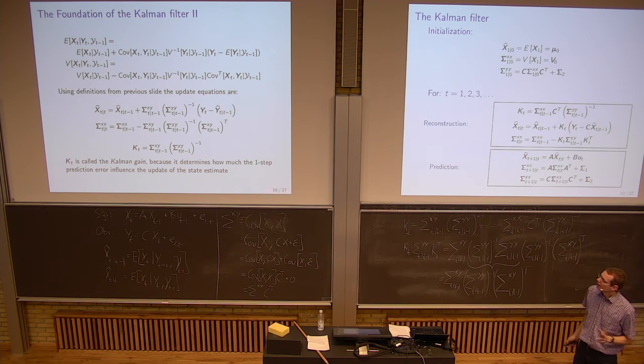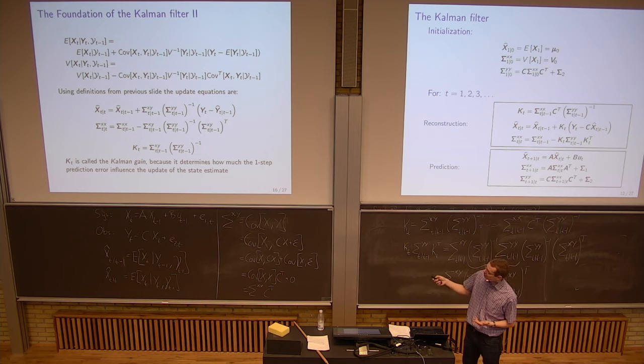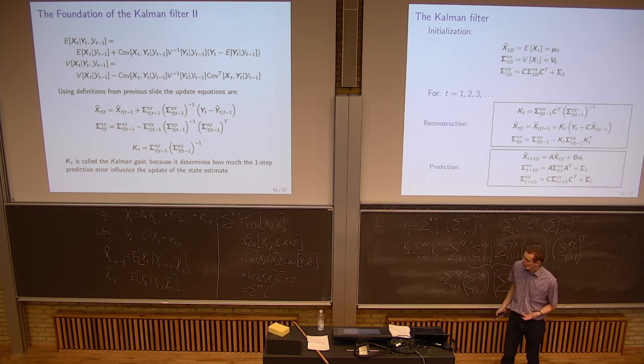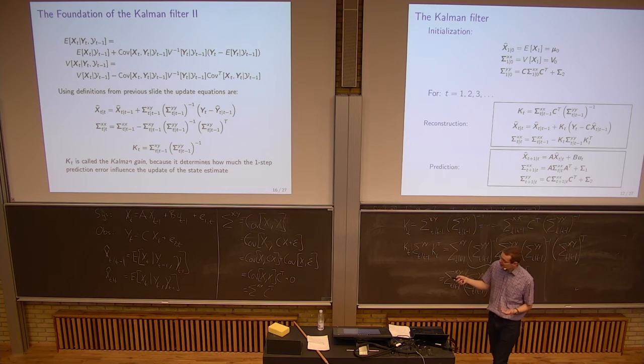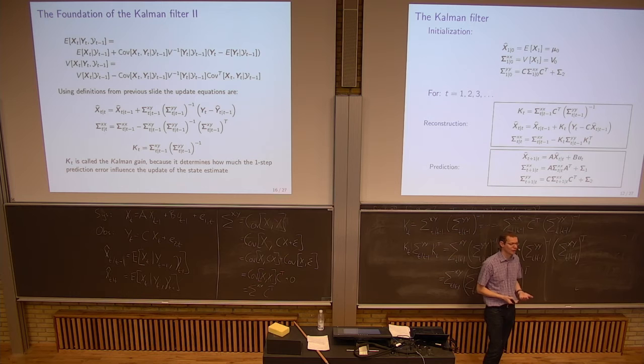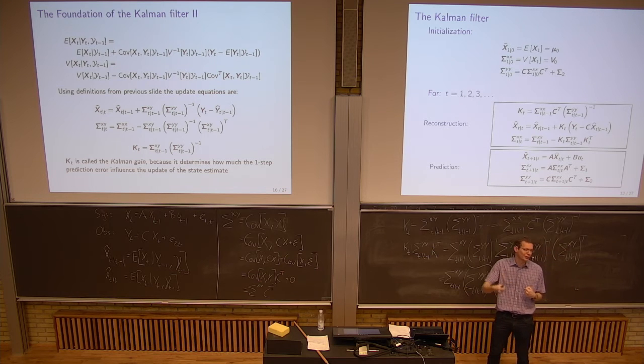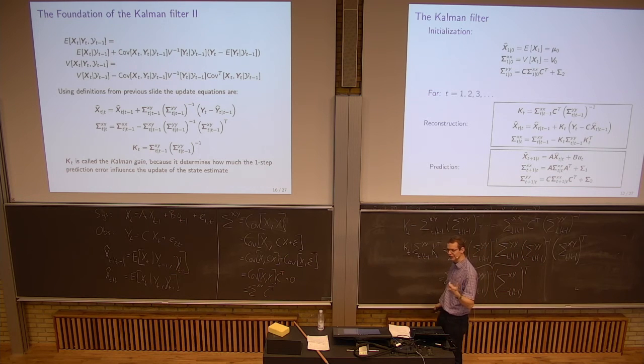So now we pretty much derived how to go from the linear projection theorem down to covariance matrices. And then the Kalman gain is called a gain because it determines how much the one-step prediction error influences the update of the state. If you are into electronics of other kinds, you have a gain, which is pretty much what you multiply with when you have a signal. And here the signal is the prediction error.